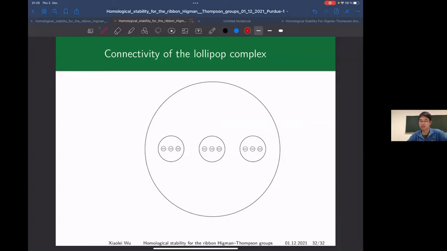Okay, so let me give you an idea. I first draw a lollipop here. Then I draw a second lollipop. Let's say I want to make it end up complicated.